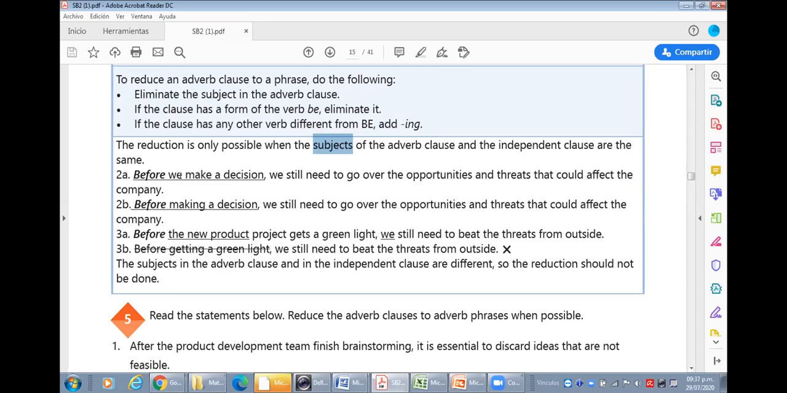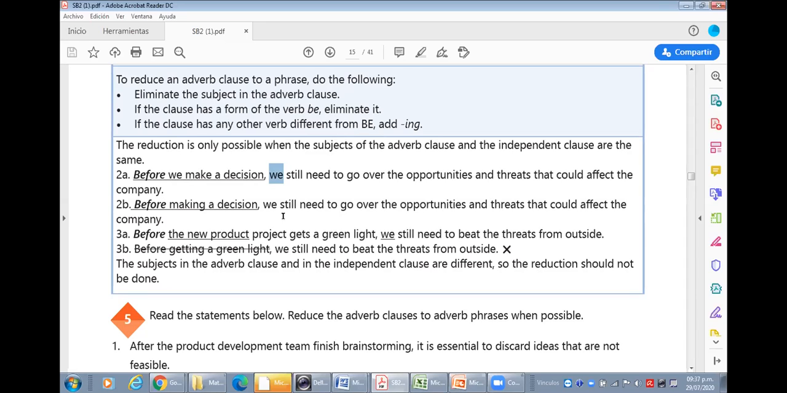Yes or no? Yes. Why yes? What is the subject right here? We. Is the subject right here? We. So we, yes, we can make the reduction. Okay? So very easy. Before making, can you see? Before we eliminate the subject and we add to the verb ing.